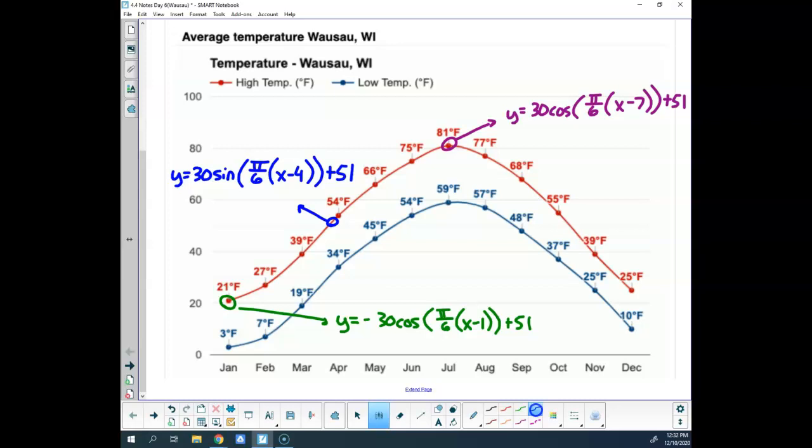If we would have considered January as month 0, then this minus 4 in the blue would be minus 3. This minus 1 in the green would be gone. It would just be x in there. And the minus 7 in purple would be minus 6. Questions?